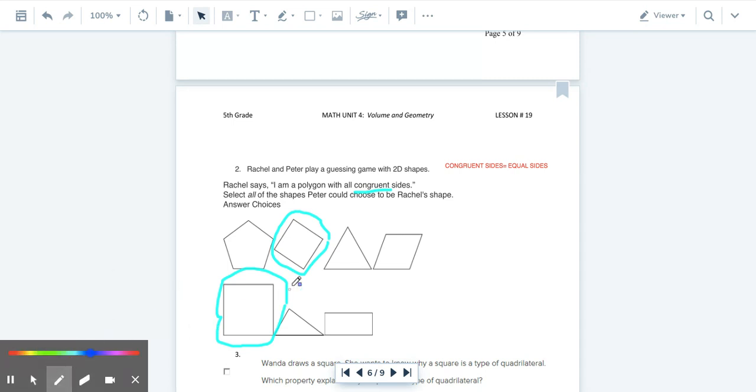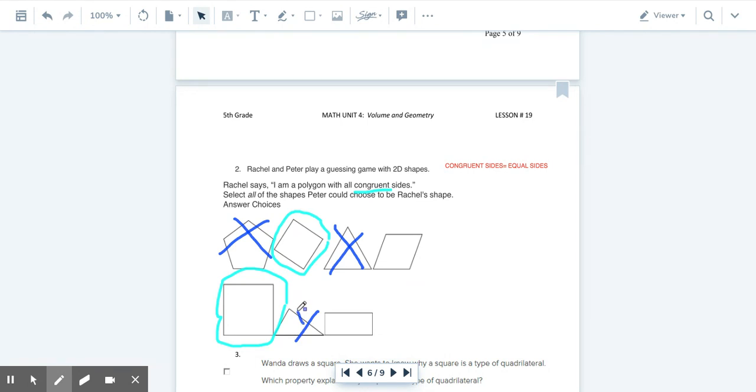We have not really discussed triangles yet and whether or not they need to have all equal sides, so we can't accurately pick that. We also have not talked about pentagons yet, so we cannot accurately pick that. And I know that a rectangle does not have all equal sides. Only the opposite sides in a rectangle are equal.